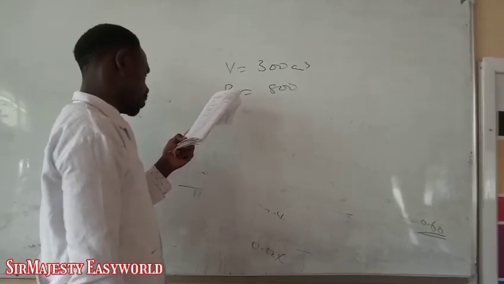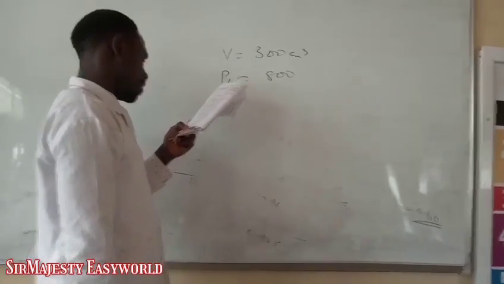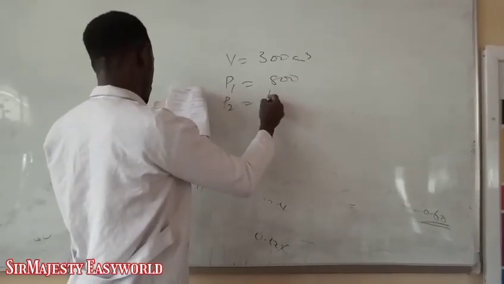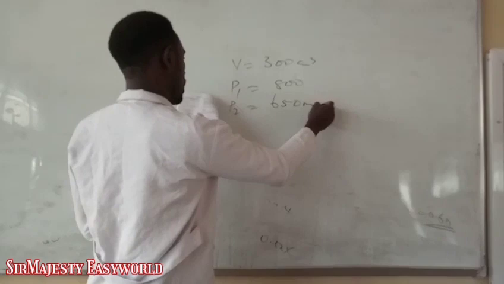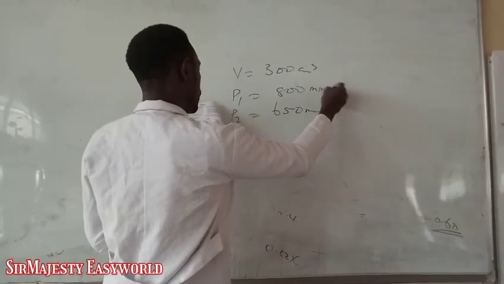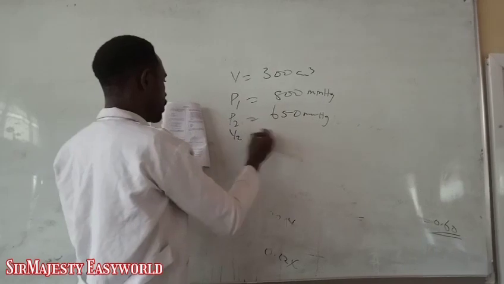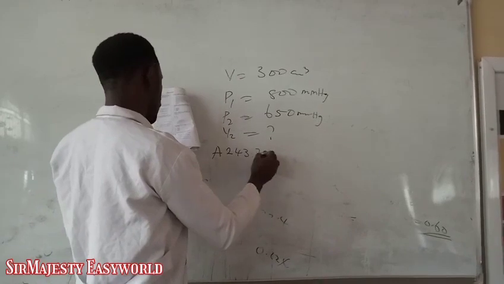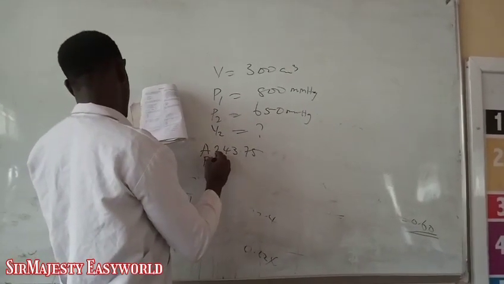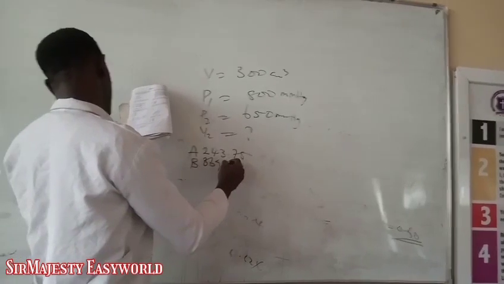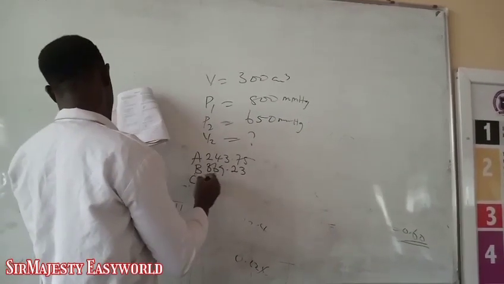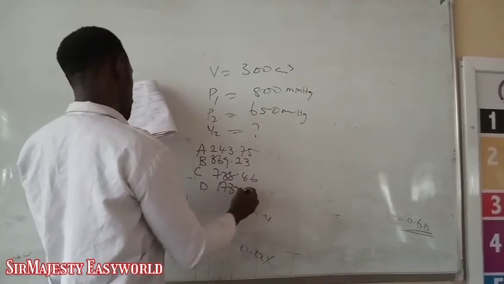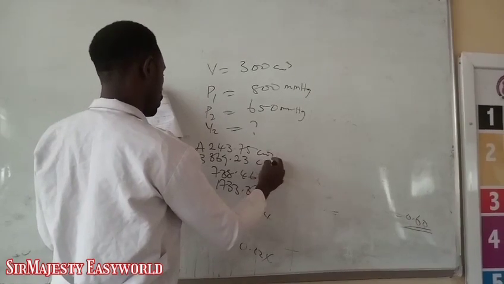If the pressure is reduced to 650 mm, find its volume. So the P2 was given as what? 650 mm. Then look at the options. V2 is what? The options help you to choose the answer without solving. Option B says 369.23 cm³. C says 738.46. D says 1733.36 cm³. All cm³.